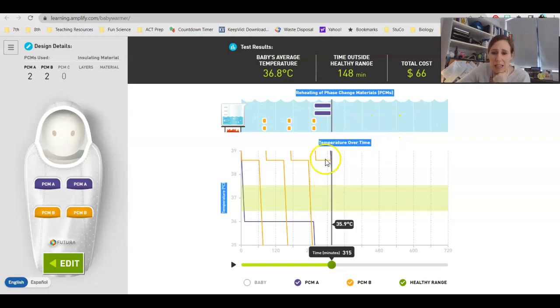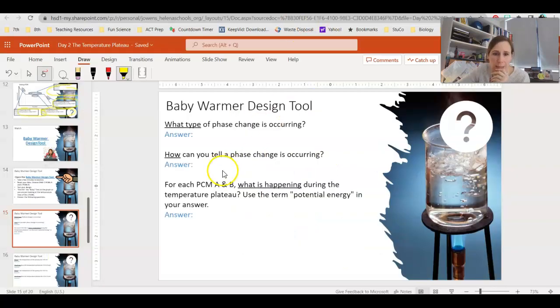And then we would stick those back in. So at this point, that's where we stuck the PCMs back into the vest and watch the energy transfer into the baby. Okay, so just some things I wanted to point out for you guys.